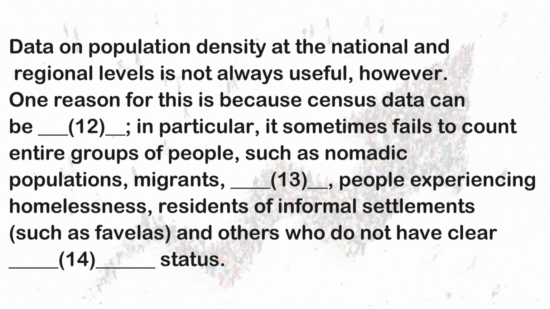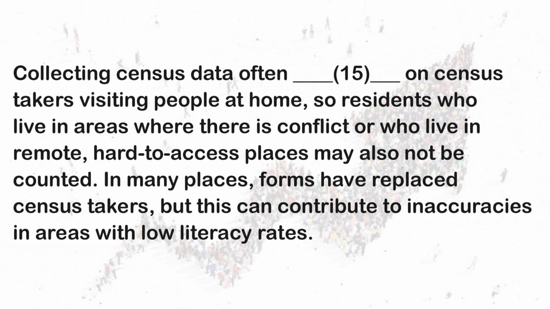In particular, it sometimes fails to count entire groups of people, such as nomadic populations, migrants, refugees, people experiencing homelessness, residents of informal settlements, such as favelas, and others who do not have clear citizenship status. Collecting census data often relies on census takers visiting people at home, so residents who live in areas where there is conflict or who live in remote, hard-to-access places may also not be counted. In many places, forms have replaced census takers, but this can contribute to inaccuracies in areas with low literacy rates.